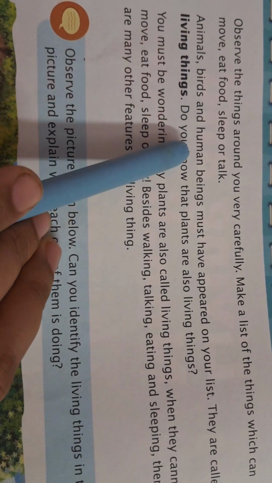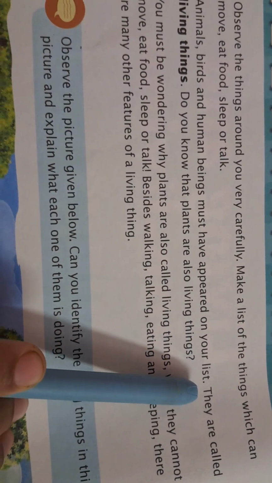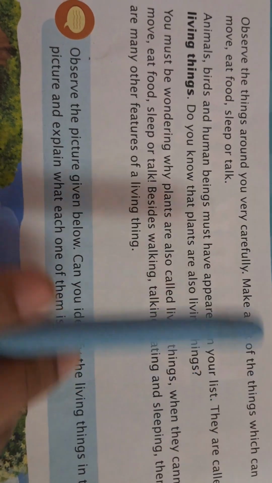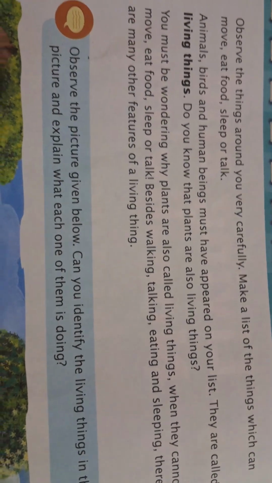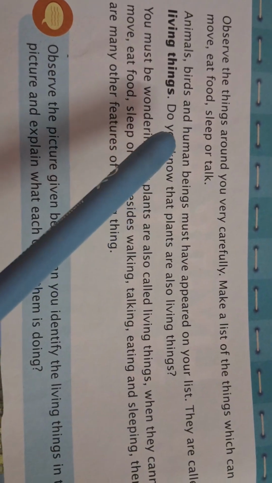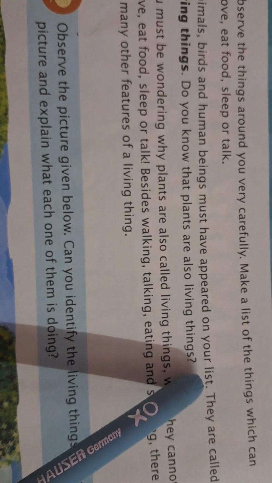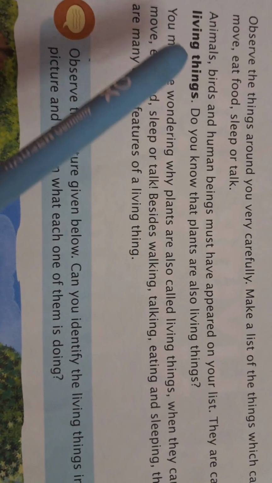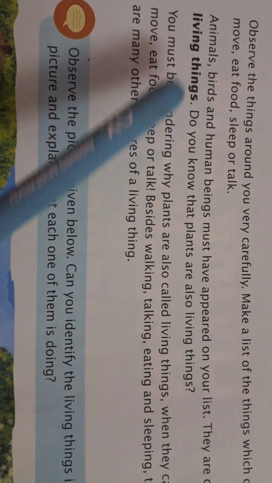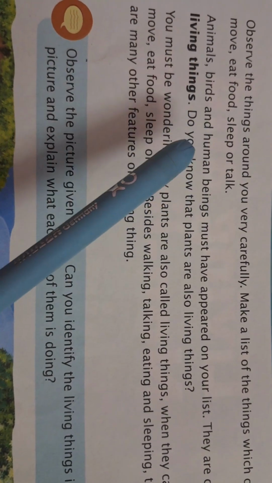Animals, birds and human beings must have appeared on your list. I am noting down around me animals like dog, cat, birds like sparrows, dove, all will be there. Human beings also. So we just noted these kinds of things. They are called living things.